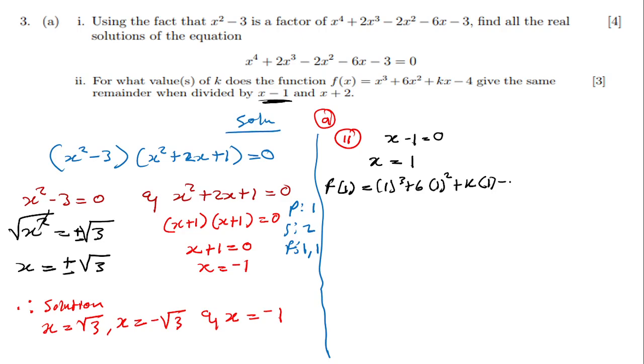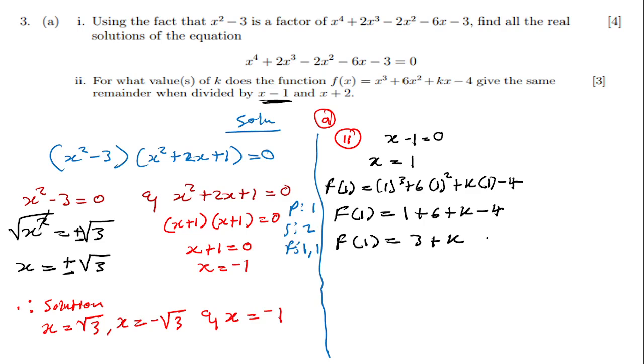When you work out, f of 1 is simply equal to 1 cubed, which is 1, plus 1 squared is 1, 1 times 6 is 6, plus k, and then minus 4. Then f of 1 is simply equal to 1 plus 6 is 7, 7 minus 4 is 3, so you have 3 plus k. So this is your first expression.